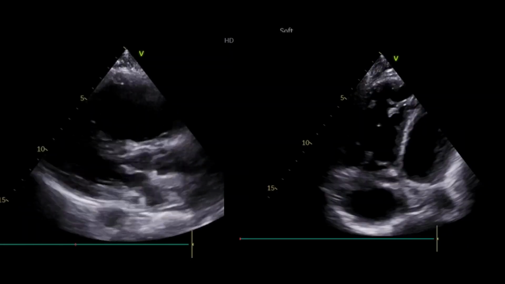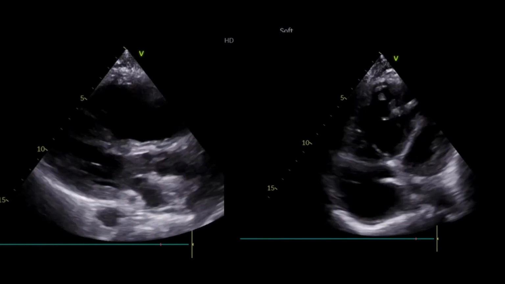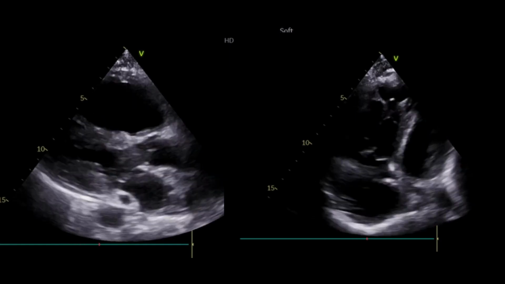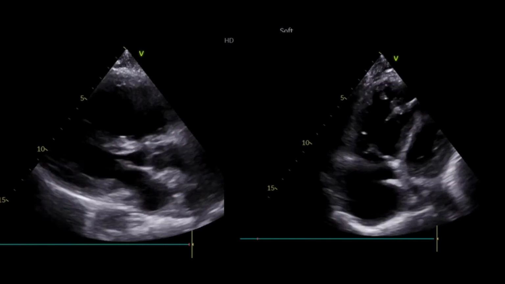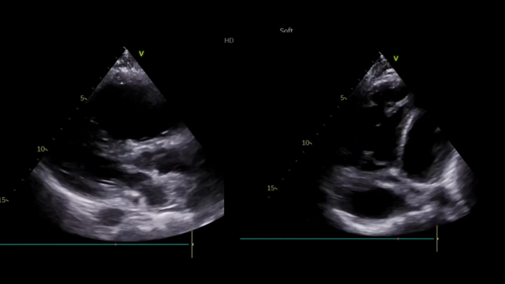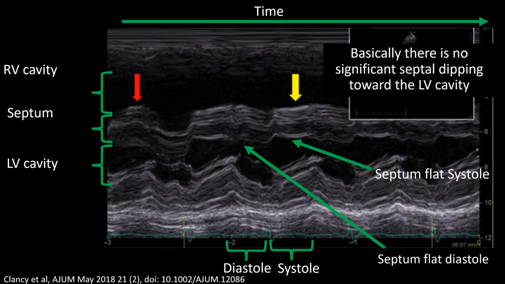In this particular instance, there's a parasternal long axis view and apical four-chamber view showing a very collapsed LV and very big RV. This obviously shows the septum in an abnormal position, and it can be useful to distinguish the cause of the septal changes. M mode here confirms those findings. Essentially, there is a persistently flat septum during the cardiac cycle.